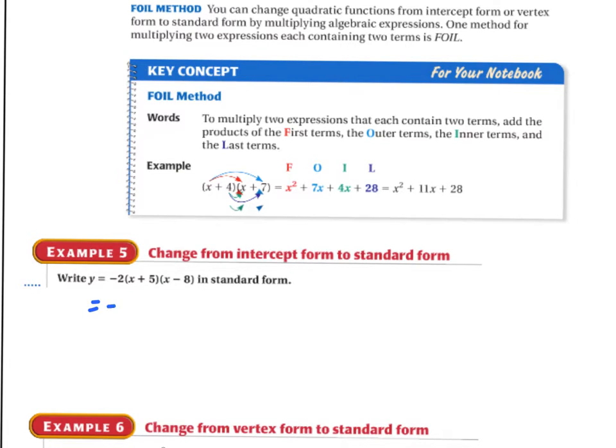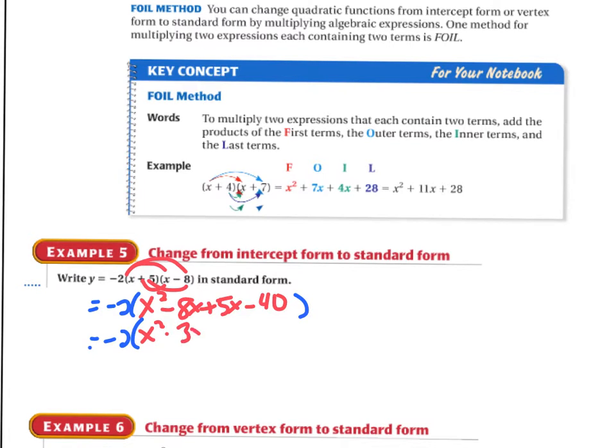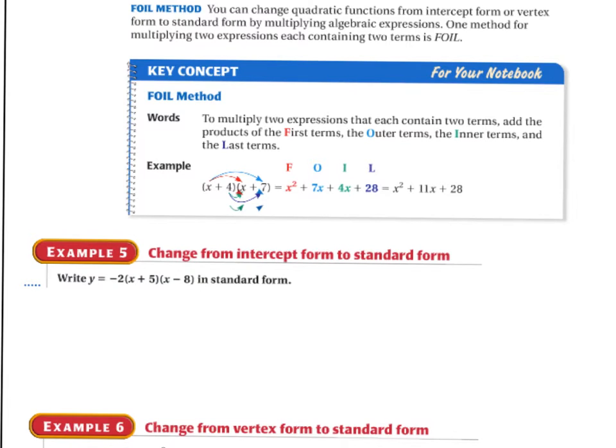And so your y will be just that -2 hanging out front, and then I'm going to take my first terms, which are x times x, and get x squared. My outer terms give me -8x. My inner terms give me 5x, and my last terms give me -40. And then we will clean that up and get -2 times x squared minus 3x minus 40. And now you can go ahead and multiply through that -2. So we're going to get -2x squared plus 6x plus 80 as our final answer, and that is a quadratic function in standard form.